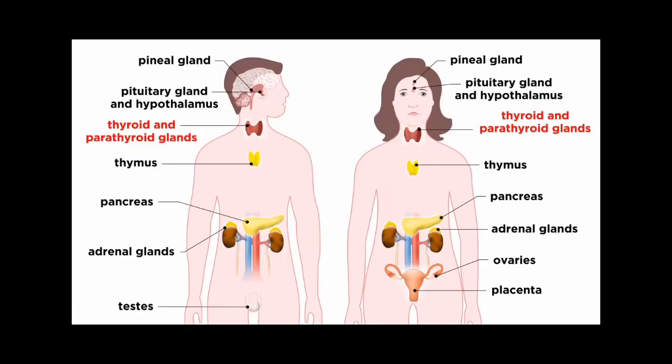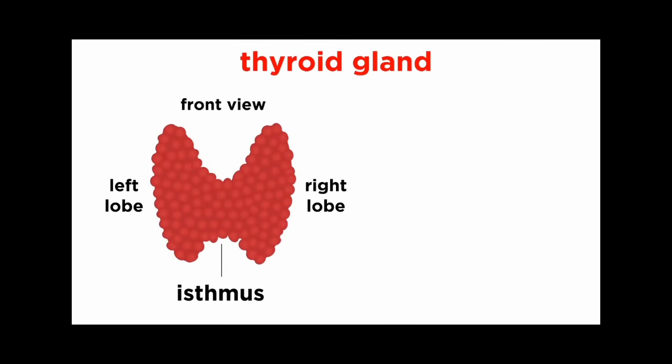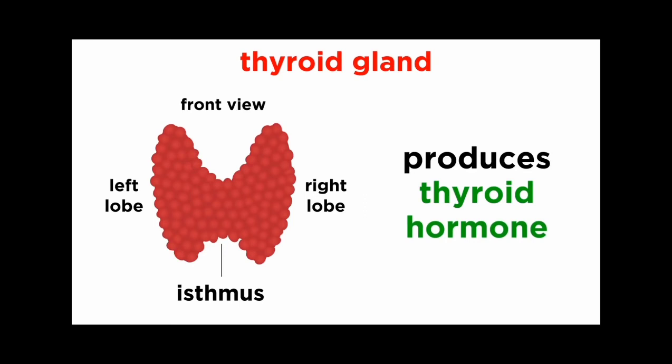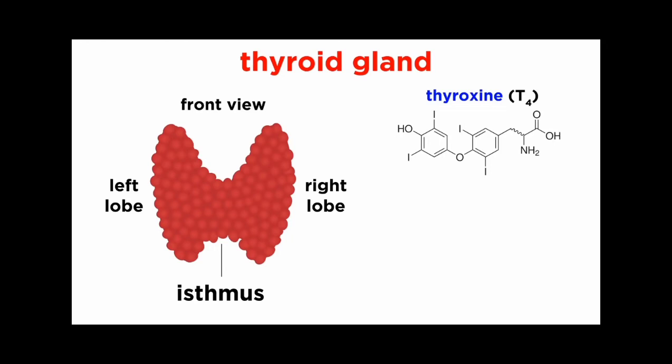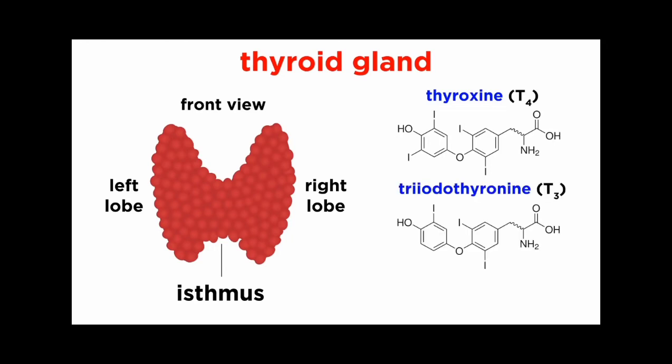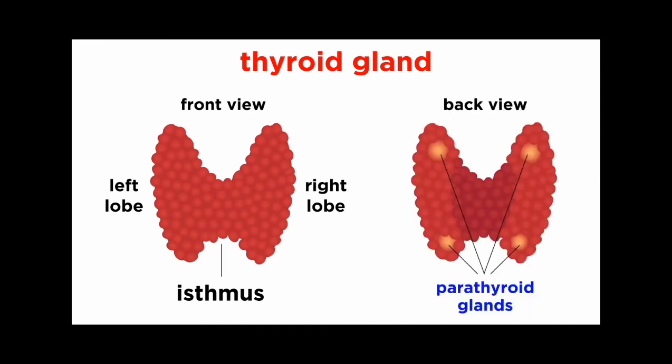Next, let's look at the thyroid gland. This is comprised of two lobes connected by the isthmus, and it produces thyroid hormone, which is actually two hormones, thyroxine and triiodothyronine, also known as T4 and T3 respectively. This is a hormone that affects almost every cell in the body by increasing metabolism, regulating tissue growth, and maintaining blood pressure. Next up are the parathyroid glands, of which there are typically four.